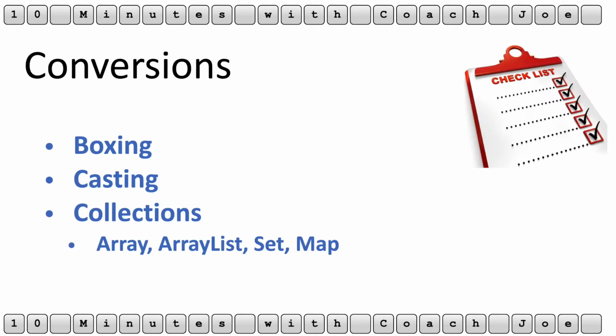We covered converting primitives with boxing and casting in the previous lesson. Let's talk more about the non-primitive conversions, including the four popular collections: array, ArrayList, hashset, and hashmap. The first non-primitive example is the string.